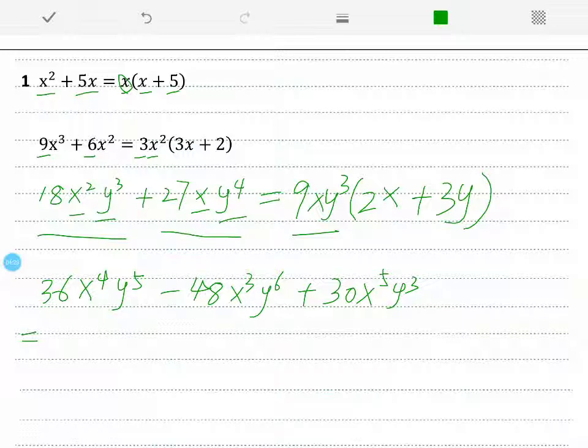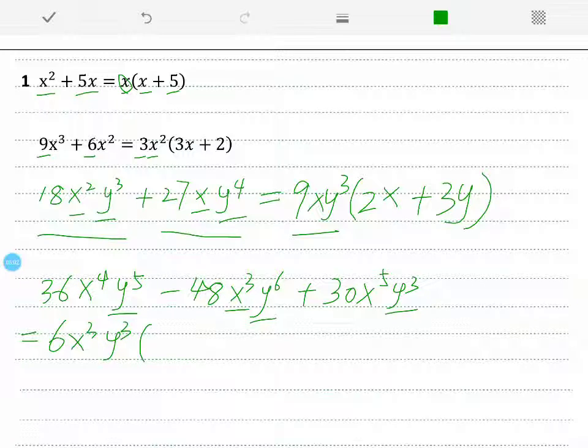Now let's find the largest common factor among the 3 numbers, 36, 48, and 30. We can see 6 is the largest common factor. So write 6, and for the x term, we take the lowest power of x, so here it is x cubed. For the y term, y to the power 5, y to the power 6, y to the power 3, so y to the power 3 is the common factor here.